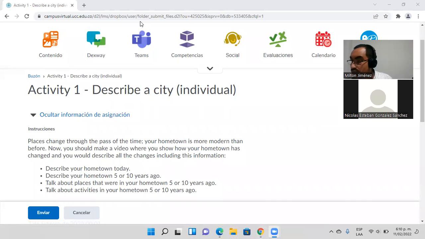For the first activity, it says places change throughout the passing of time. Your hometown is more modern than before. Now you should make a video where you show how your hometown has changed and you will describe all the changes, including this information. I read the points. Describe your hometown today. Describe your hometown 5 or 10 years ago. Talk about places that were in your hometown 5 or 10 years ago. And finally, talk about activities in your hometown 5 or 10 years ago.